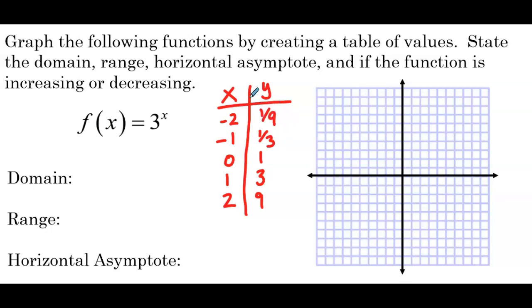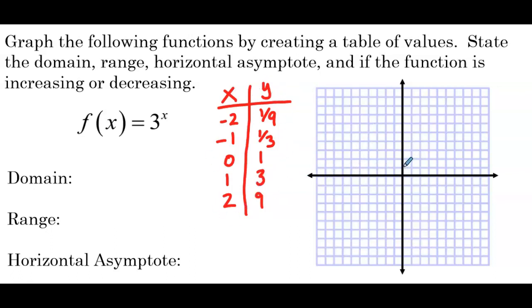Now I didn't mention it in the last example, but this one's similar. The reason I don't include -3 or 3, well, 3 to the third is 27, and that's not going to fit on our graph. And then 3 to the -3 would be 1/27, which would be really difficult for us to even try to show on our graph. So we can use these 5 points.